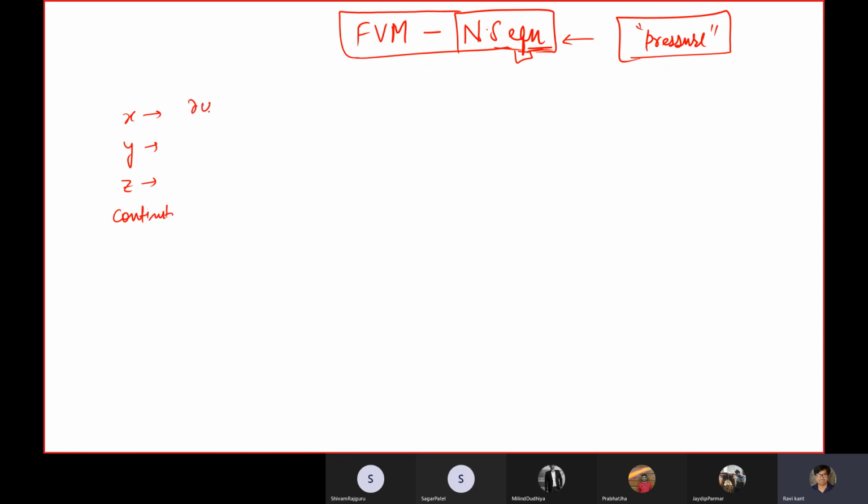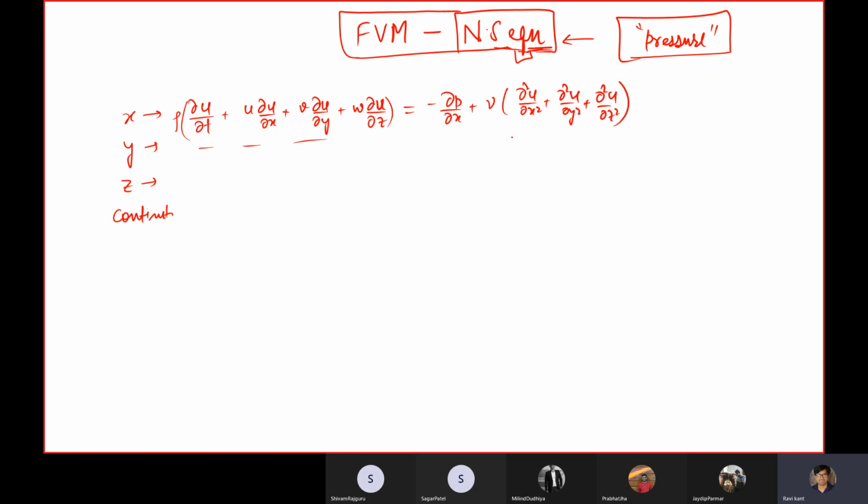You have dou u by dou t plus u dou u by dou x plus v dou u by dou y plus w dou u by dou z is equal to minus dou p by dou x plus, if this is multiplied by rho, then mu times dou 2u by dou x square plus dou 2u by dou y square plus dou 2u by dou z square. And in a similar fashion, y momentum, z momentum, and continuity.